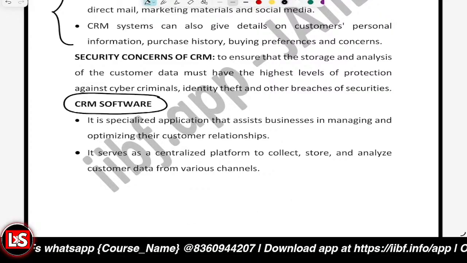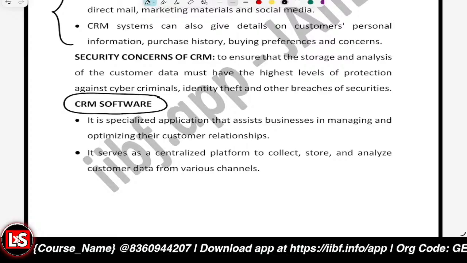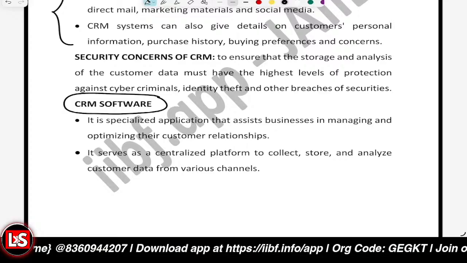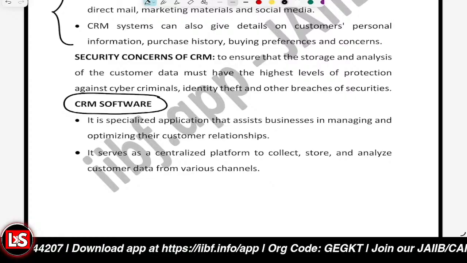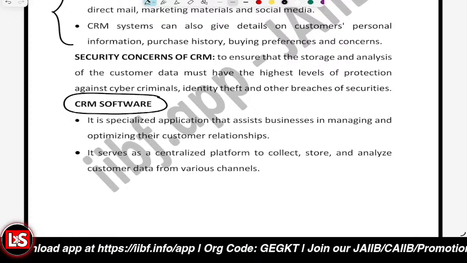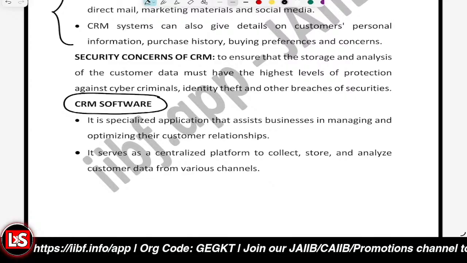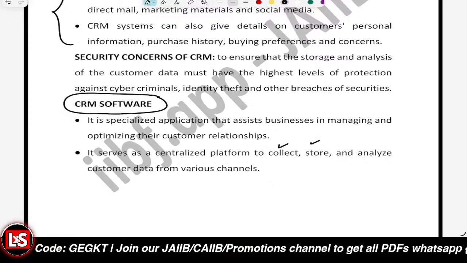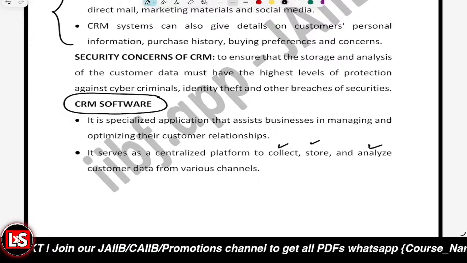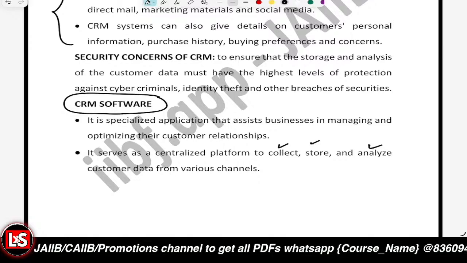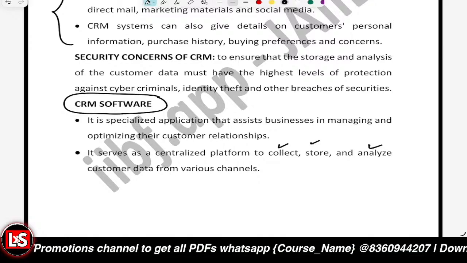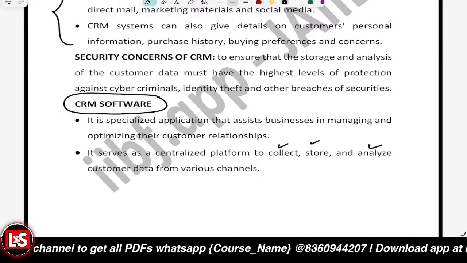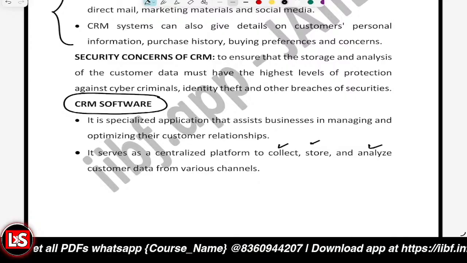Now, what is a CRM software? It's a specialized application which is used by the bank for CRM purposes, customer relationship management purposes. So it is a centralized platform which will be collecting data. So the process is related to that. First of all, we have to collect the data. We'll be storing the data. We'll be analyzing the data. Like we will be processing the data in such a way that we can get the maximum output from it, right? So it's about the CRM software.